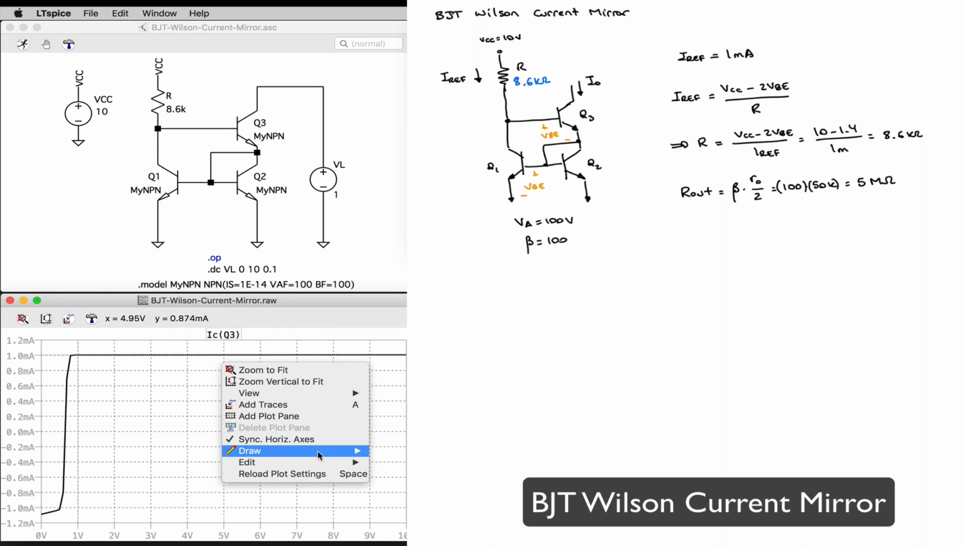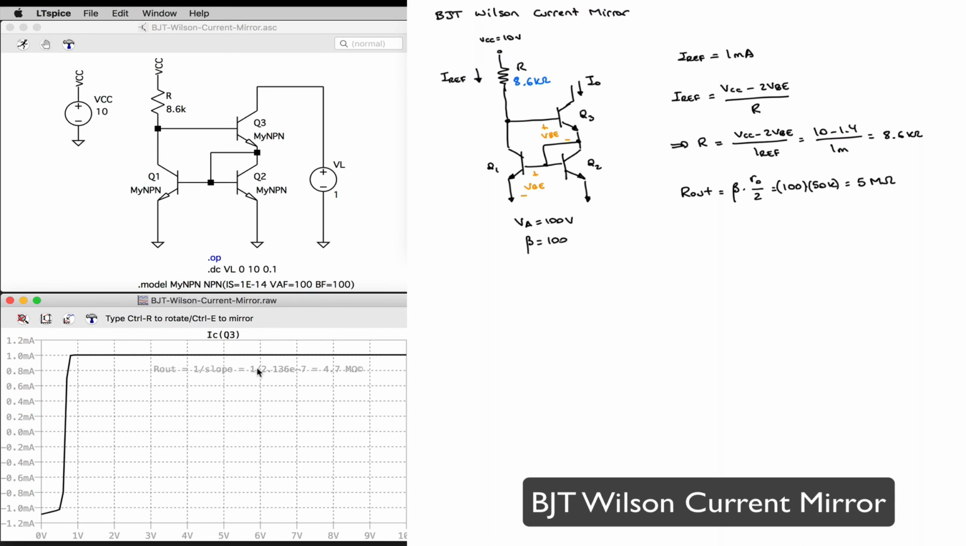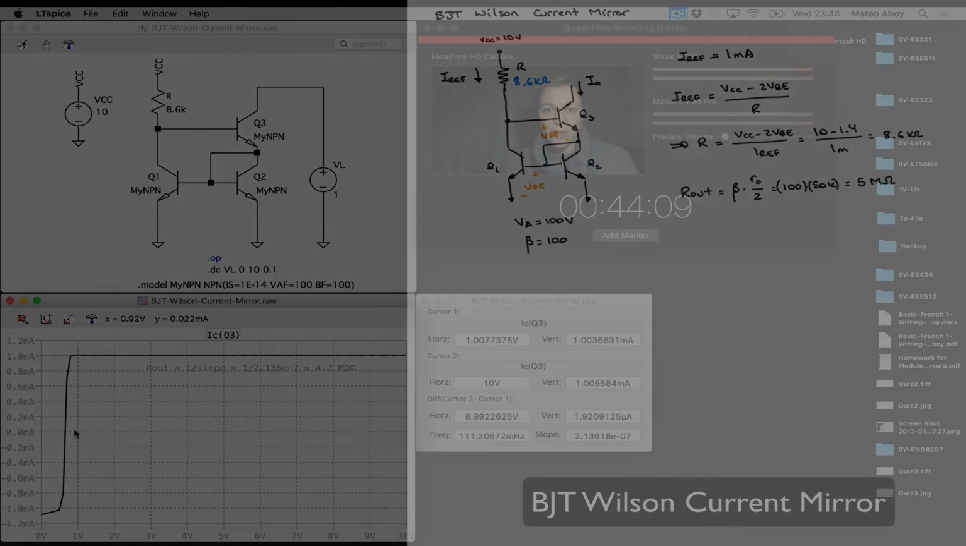So I can write my R out is equal to 1 over that slope. So 1 over 2.136 e to the minus 7, which is 4.7 mega ohms. And there we have it: an improvement in the output resistance at the expense of compliance range. Thank you.